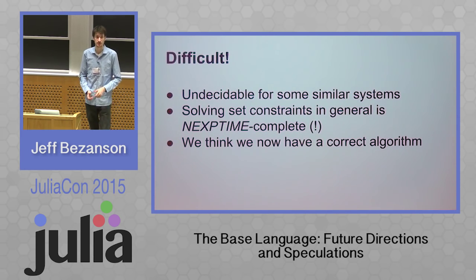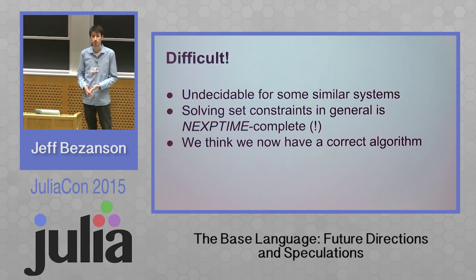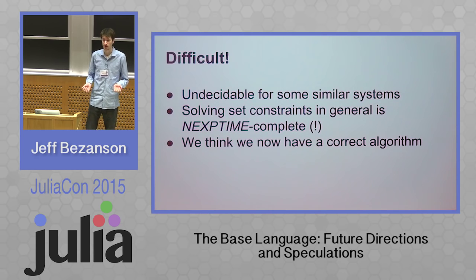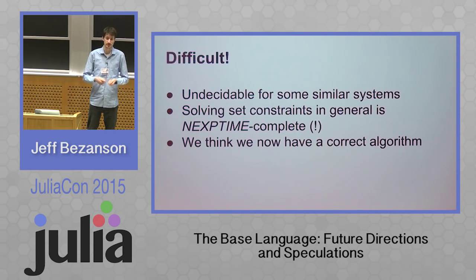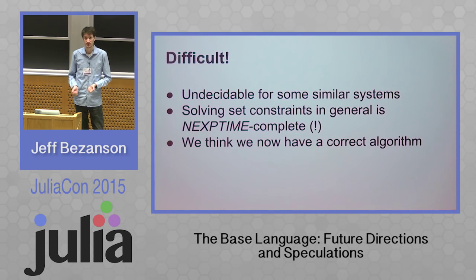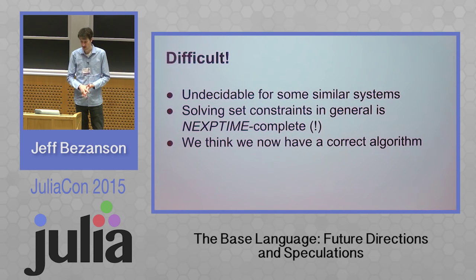It turns out this is difficult. There are many similar systems to this that are actually undecidable. There have been many very simple subtyping systems that people came up with and initially thought were perfectly fine and decidable, and then years later people proved that they weren't decidable. So this is an interesting area that flirts with the boundary of what is even computable, which is a little bit surprising.